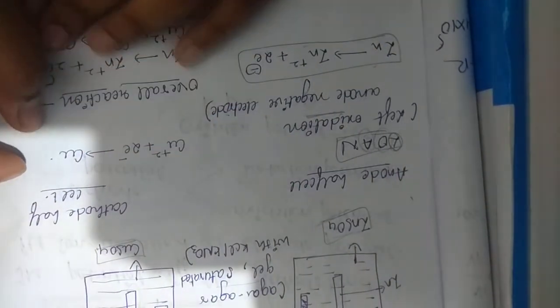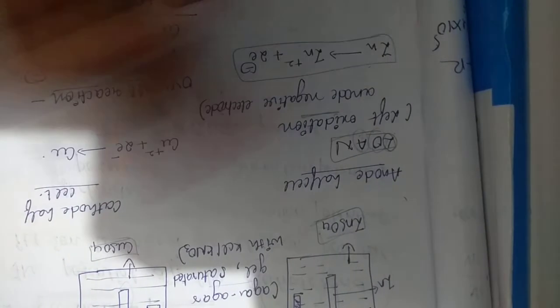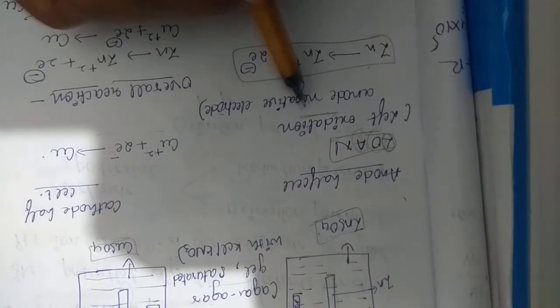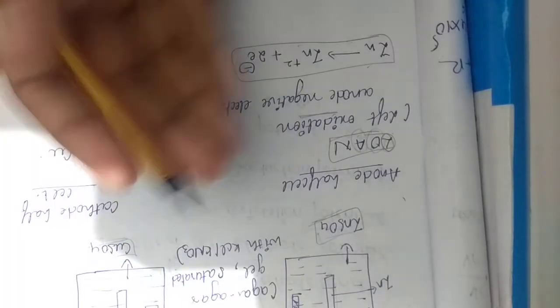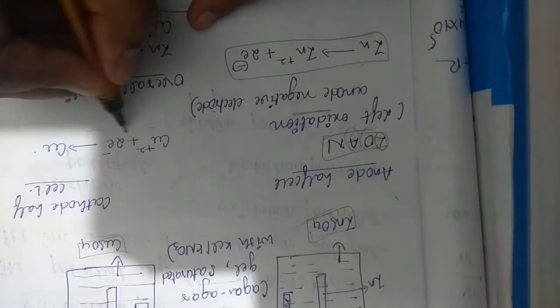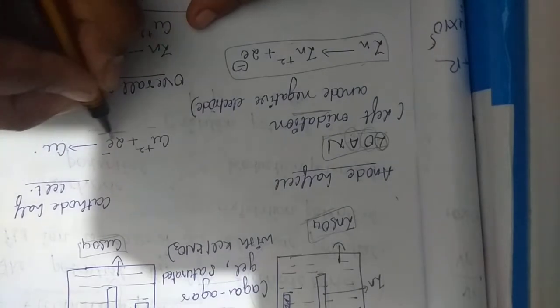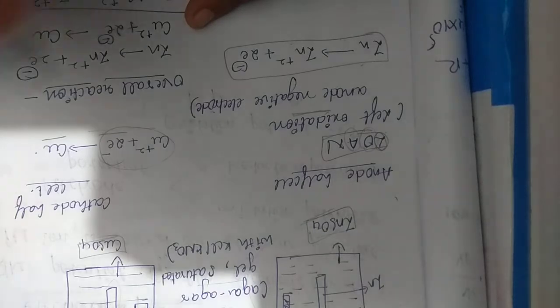And now let's look at the cathode half cell. What actually happens in the cathode half cell? It's just the opposite of the anode. At the anode it is oxidation, so here it will be reduction. What is reduction? Addition of hydrogen atoms or electrons and removal of oxygen atoms, right? So here you're adding electrons and making a complete atom.